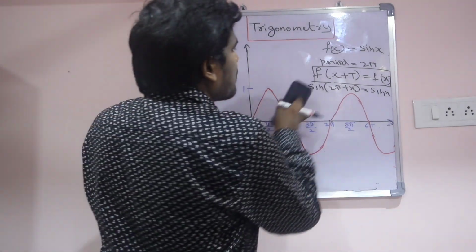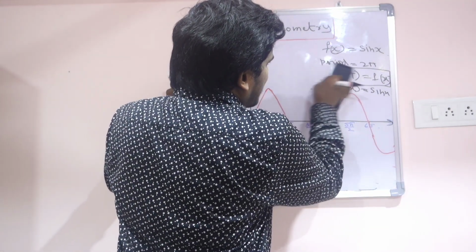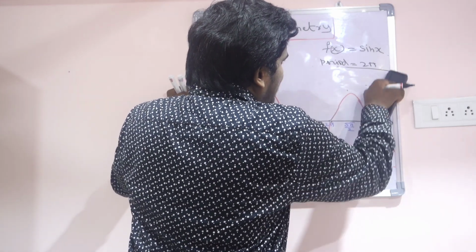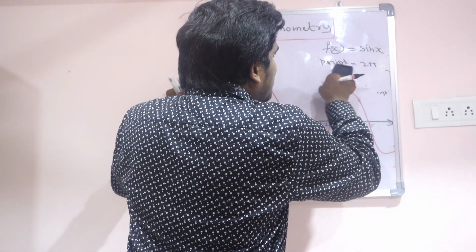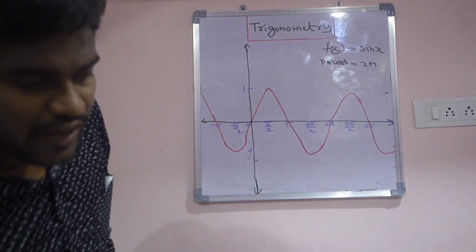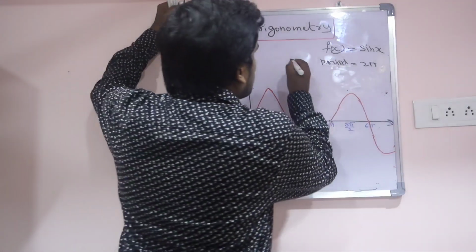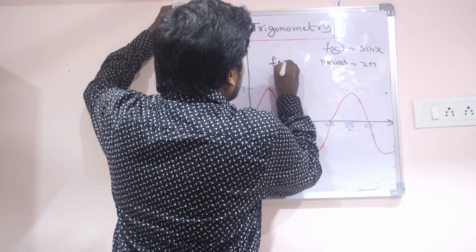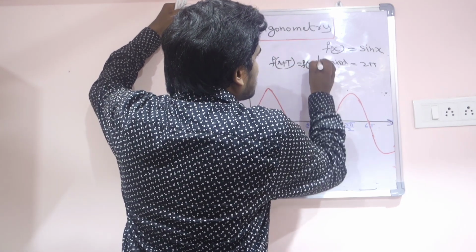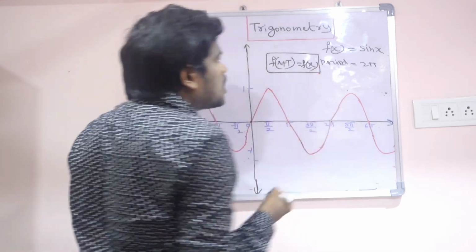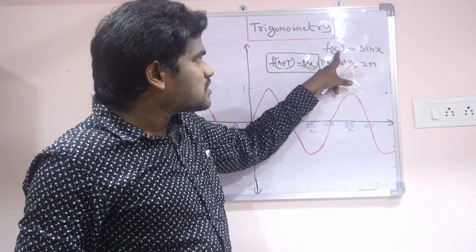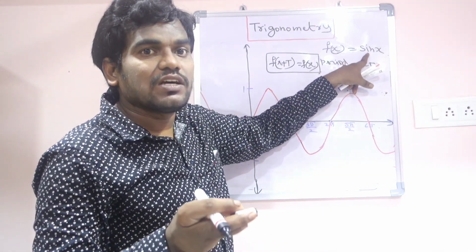Next, domain and range. What is the meaning of domain? Domain means the values for which f of x is defined, the possible values of x. Here f of x is equal to sin x. At what values of x is this sin x defined?